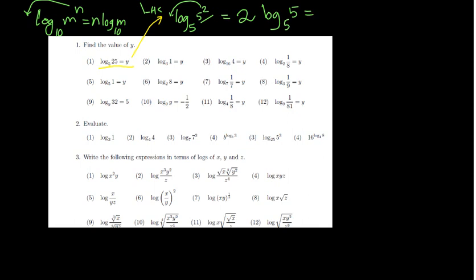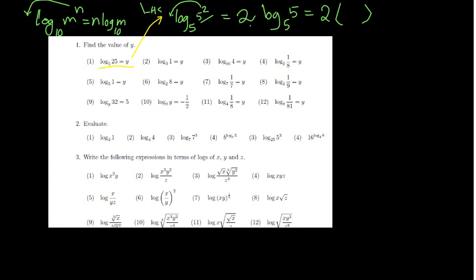Log 5 to the base 5 is 1. Good. So the answer is 2. So that means 2 equal to y. So that's how we got y equal to 2.